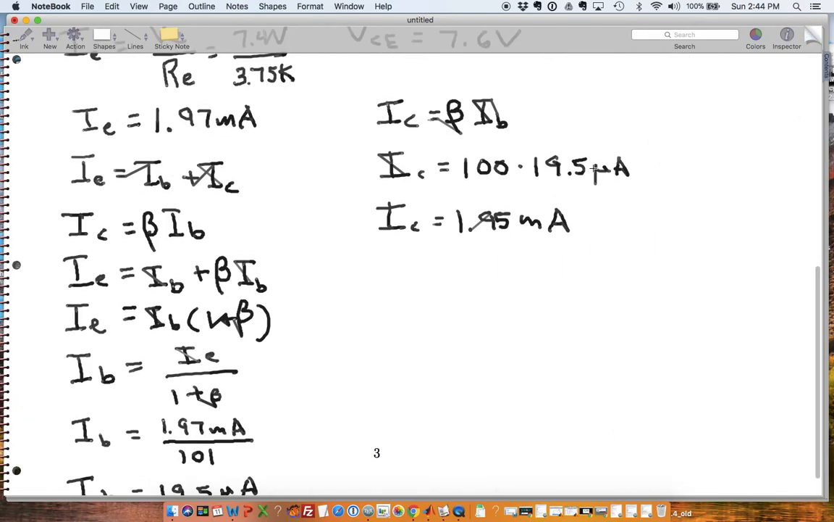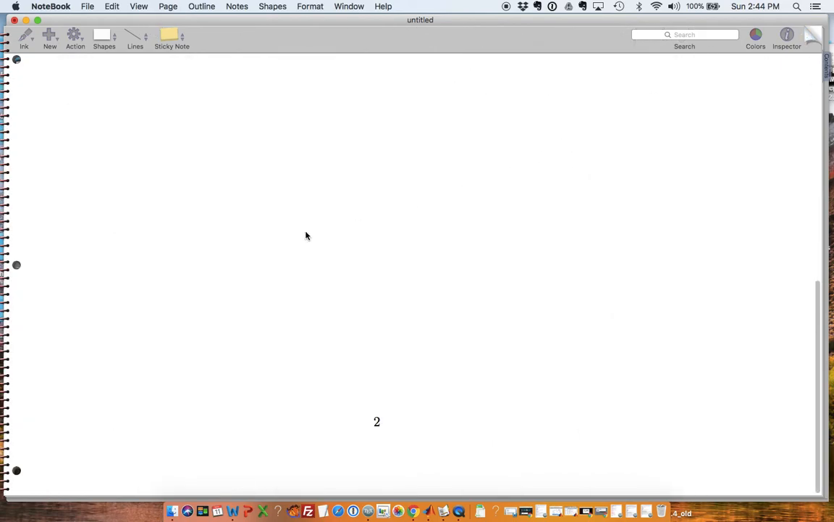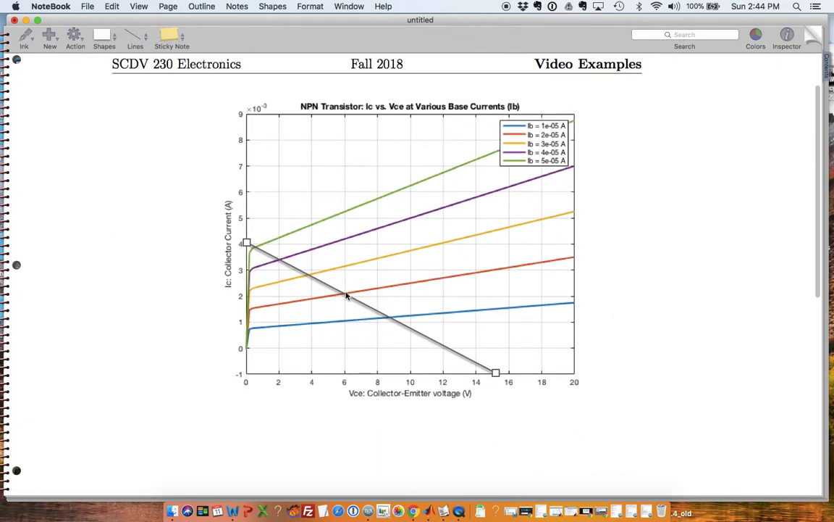If I look back at my load line, I know my base current was 19.5 microamps. So that's really close to 2, this right here is 20 microamps. 2 times 10 to the minus 5 is 20 times 10 to the minus 6. So I know it's going to operate on this orange line, and so that's here. Pen back. So I'm operating right around here.